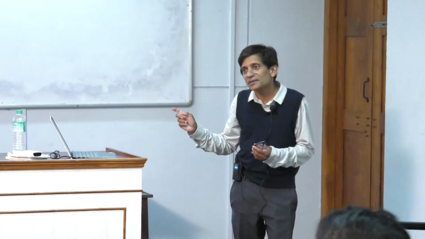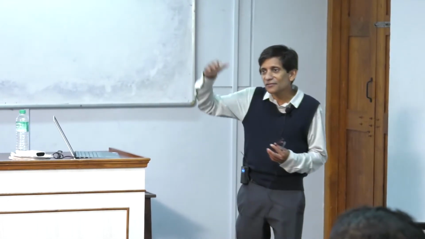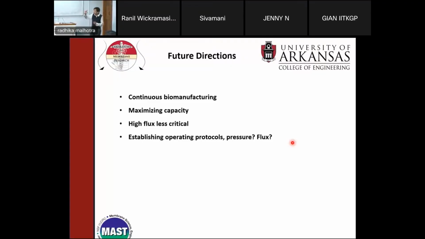But there's another difference too. I was talking earlier about flux limited, right? So you want to run as high a flux as possible. But actually, for continuous biomanufacturing, flux is not important. You're going to run for a month anyway. So you're not concerned about trying to get everything done quickly in one shift. So your whole design criteria change. You want it to run for a long time. So that is a major challenge. You want to maximize capacity, high flux is less critical, and you need to establish protocols, what pressure, what flux, and so forth. Okay? So that brings me to the end of sterile filtration.